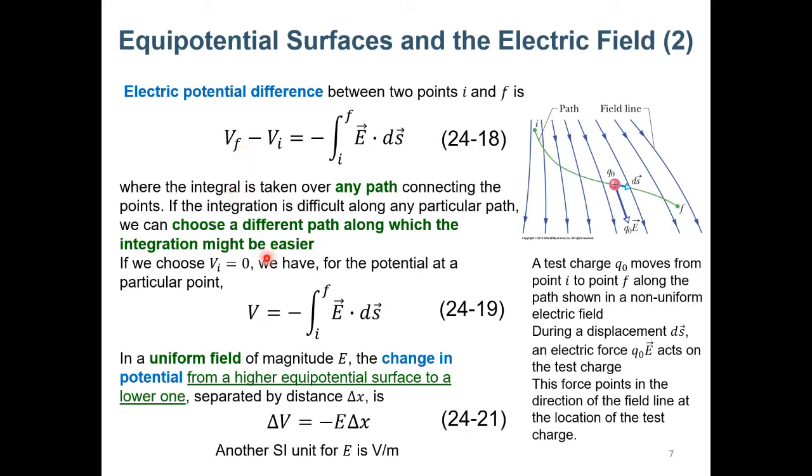And actually, if we choose Vi to be zero, we can simplify the left-hand side to be a simple V like this. Simple V to be the negative of the integral of the E field over a path. So it's somehow like a line integral.